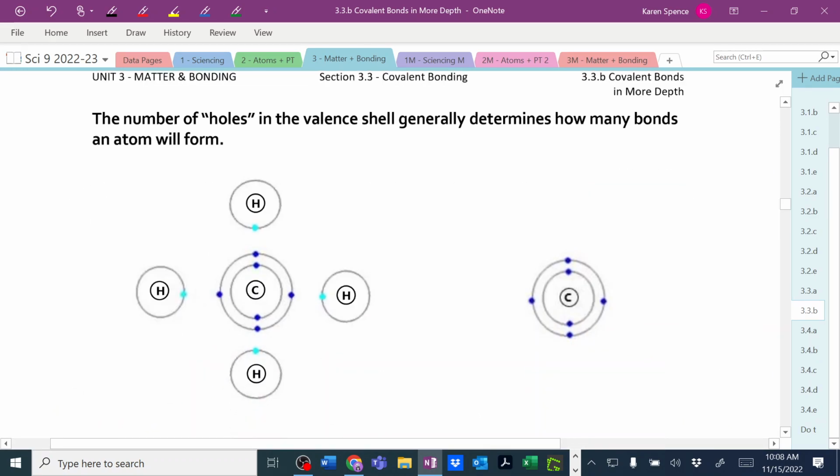So the number of holes in the valence shell will generally determine how many bonds an atom can form. So if we look at hydrogen, this is shell number 1. How many electrons maximum in shell number 1? Maximum 2 electrons. So how many holes are in hydrogen? 1 hole in each hydrogen.